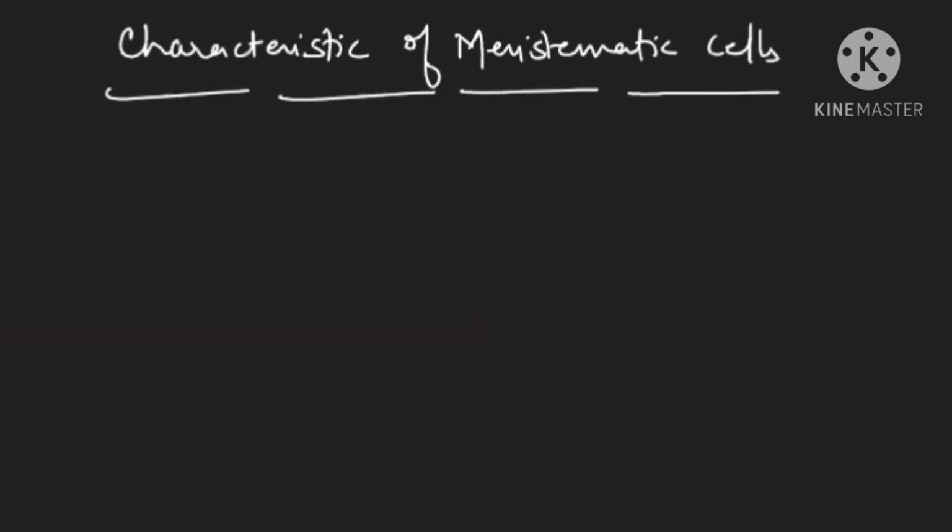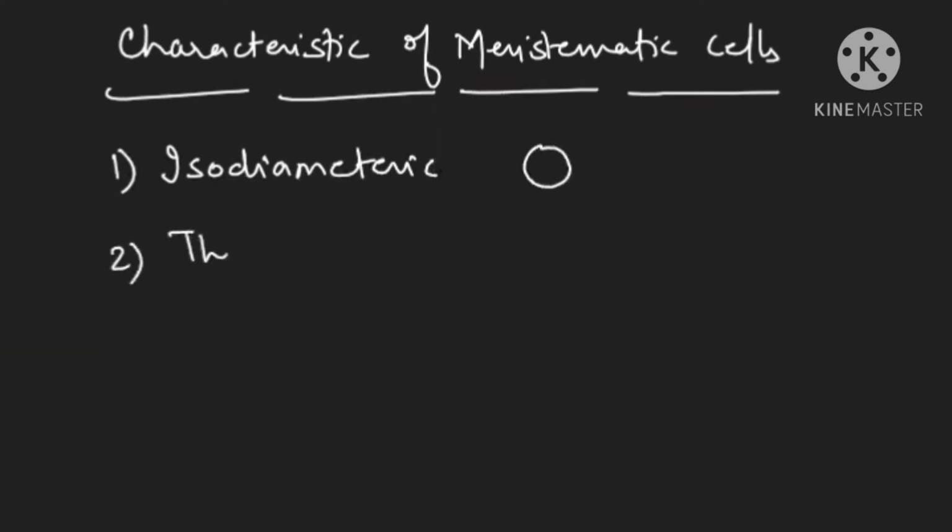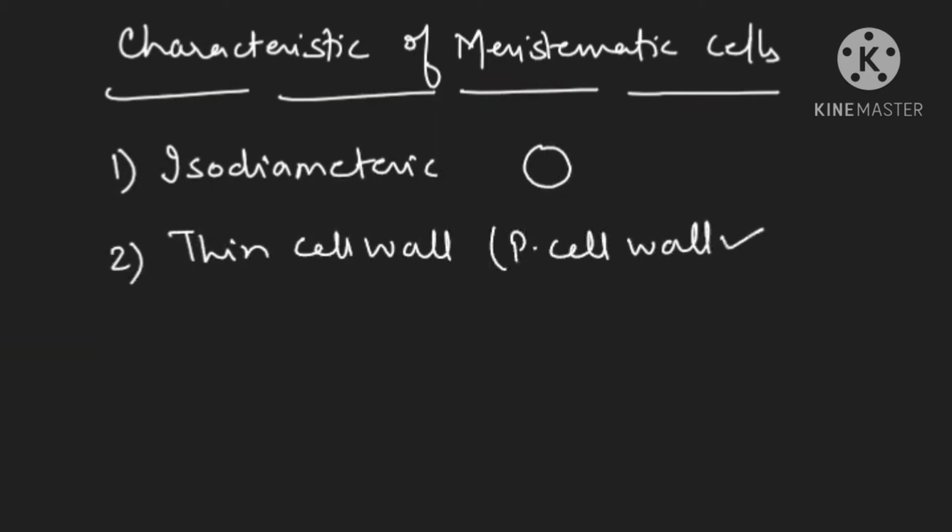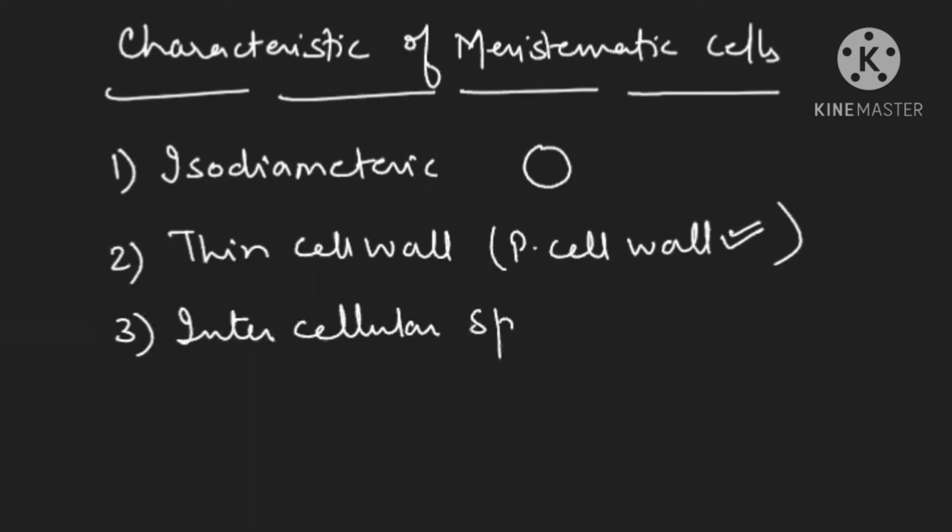Now let us see what the characteristics of meristematic cells are. First of all, meristematic cells are isodiametric. Isodiametric means they will generally be oval in shape, and wherever you measure, the diameter will be the same. They have a thin cell wall, which means the cell wall is only made up of cellulose. Only the primary cell wall is there, and there will be no secondary cell wall. Intercellular spaces are absent between the cells.